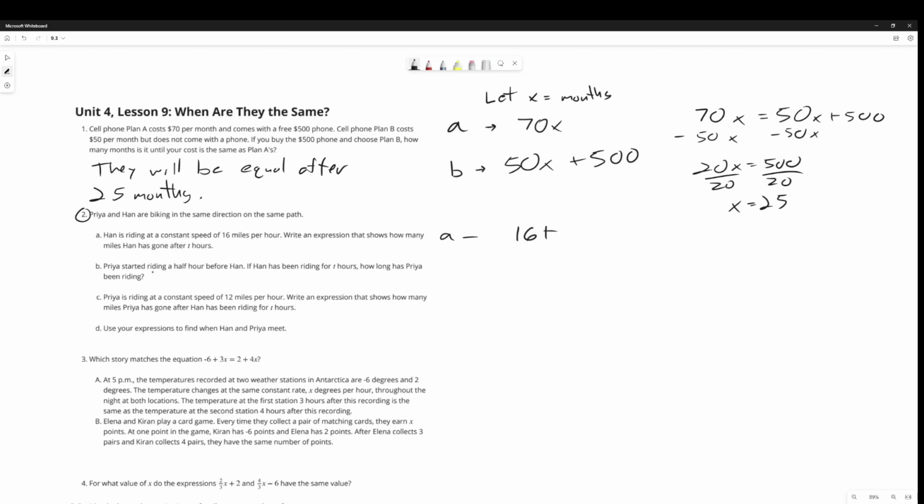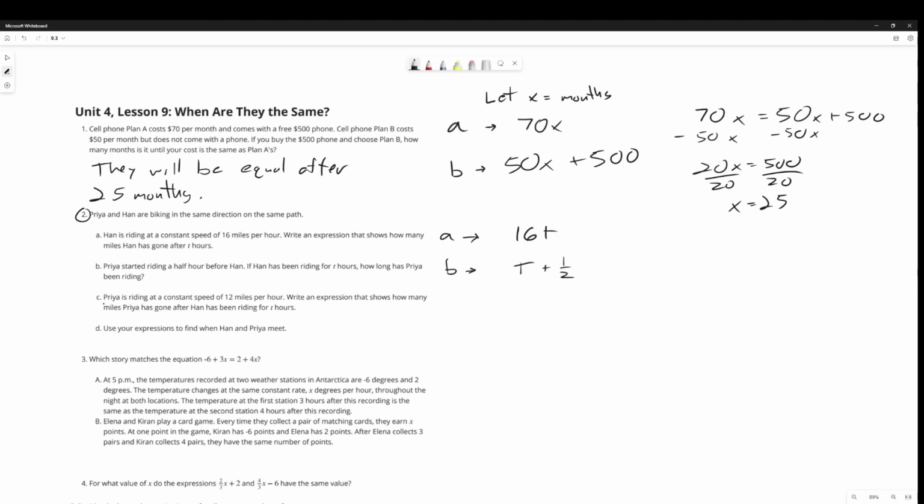Now Priya started a half hour before Han. So if Han's been riding for T hours, how long has Priya been riding? So for B here, Priya is going to be half an hour more than T. So we're going to take T and add 1/2. So that's going to be T plus 1/2.